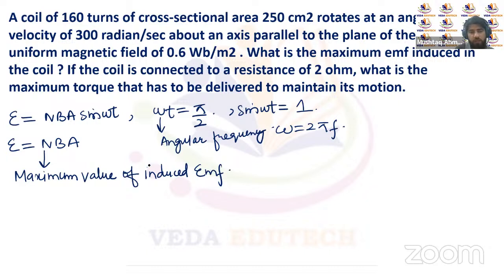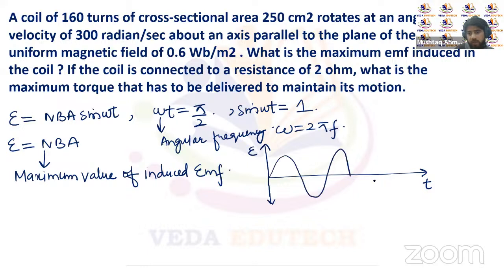If this is the maximum value of induced EMF, we can plot the induced EMF with respect to time, right? EMF versus time will behave like a sine curve, so this is how the EMF will look, with a constant time period. The maximum value of this induced EMF will be NBA omega, and the minimum value will be minus NBA omega, right?